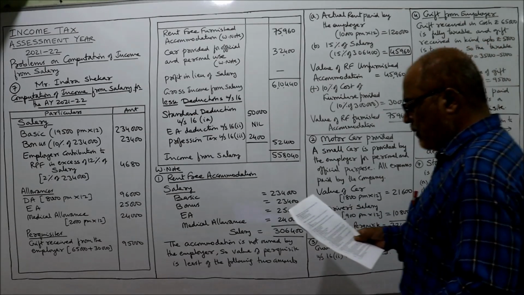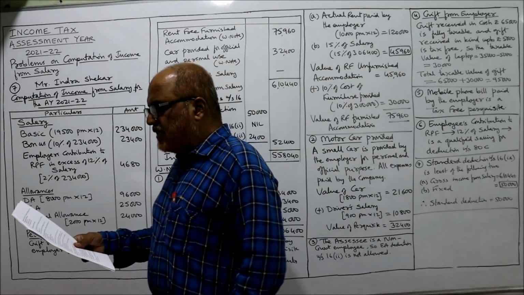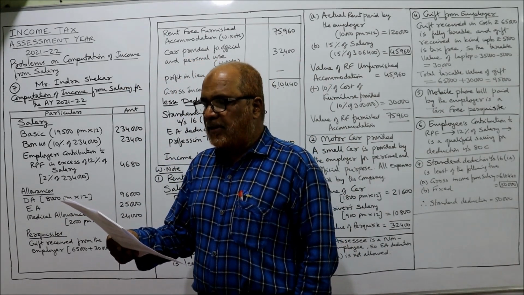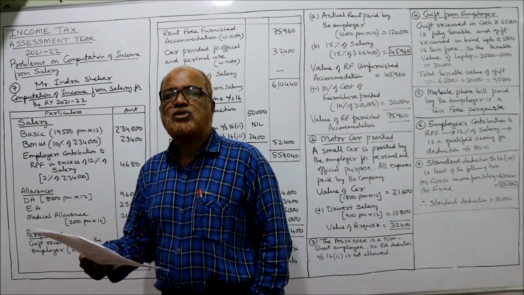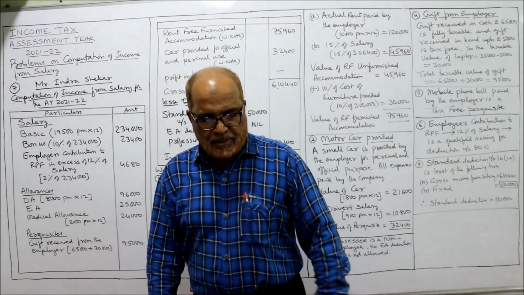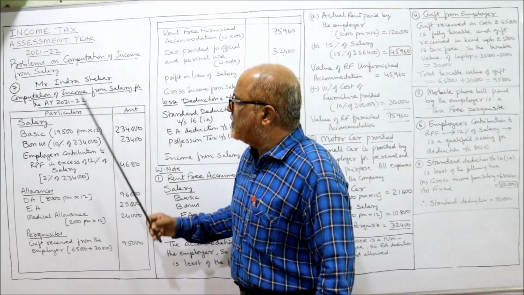Come on, see the 7th problem. Mr. Indra Shekhar is working in Rajesh Exports Limited. His salary income particulars are as under, compute income from salary. First of all, this is a non-government employee. Now, basic pay. See the format, computation of income from salary.